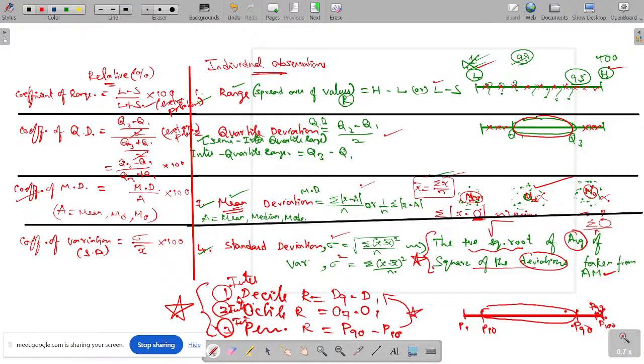Once it was asked like this: the D9 value and D1 value were given, and you are asked to find the percentile value. So subtract, because your mind will be focusing on the percentile value, but the given data is with respect to deciles. Okay. So that's about the full concept.